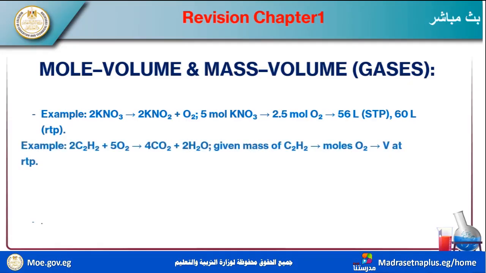We have another example: 2C2H2 plus 5O2 produces 4 carbon dioxide plus 2H2O. This gives the mass of C2H2, the moles of oxygen, and the volume at RTP. What you want from this equation is to study the relations between the products and the reactants, and to know the mass, volume, or number of particles. Anything you want to obtain from this example is easy because you saved the relations and the laws in these reactions before.